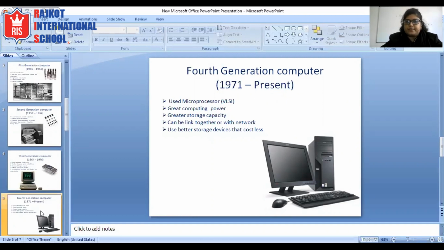It has greater storage capacity and can be linked together or with a network, like we can connect with the internet also. We can connect it through the server also, and it has better storage capacity at low cost.